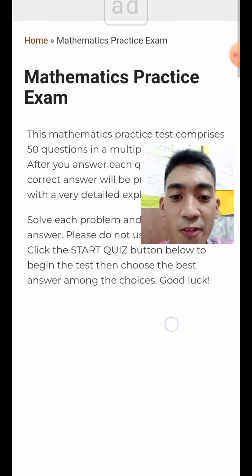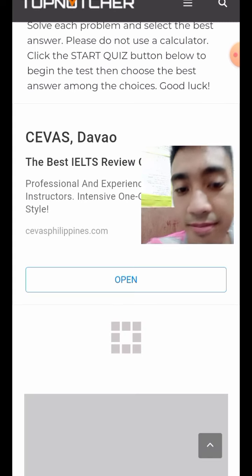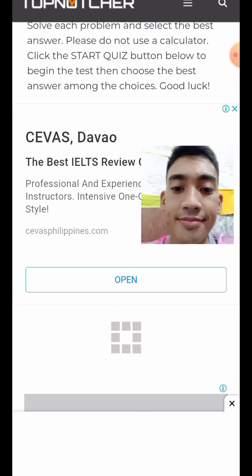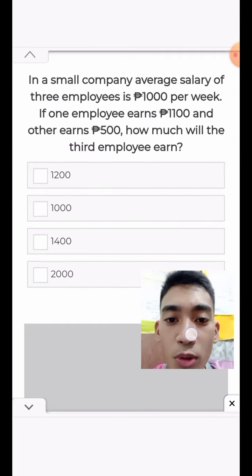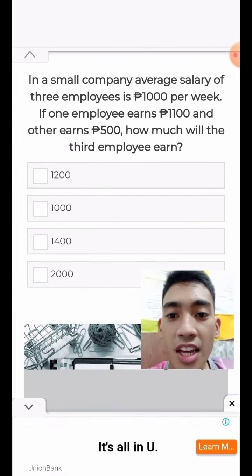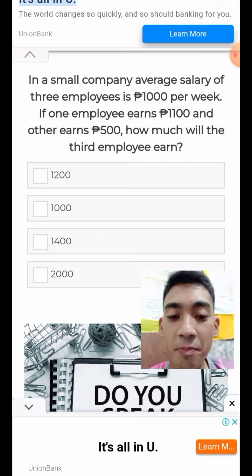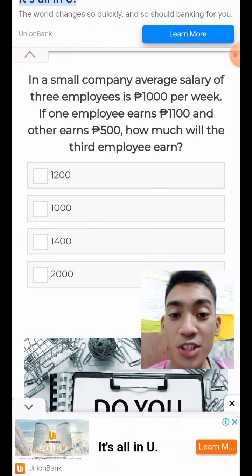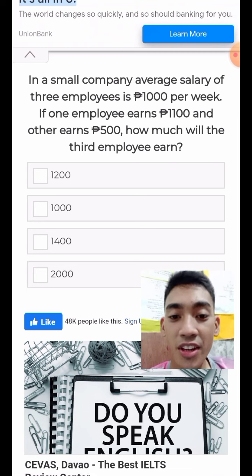So this is a 50 question practice test. This time, let's start, please. In a small company, average salary of 3 employees is 1,000 pesos per week. If one employee earns 1,100 pesos and other earns 500 pesos, how much will the third employee earn?